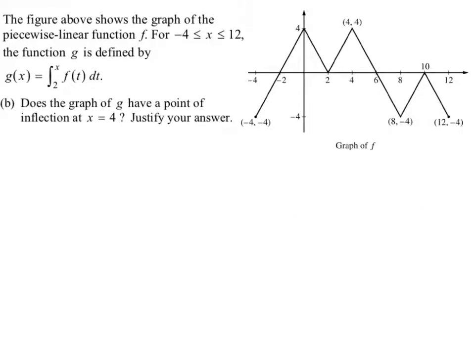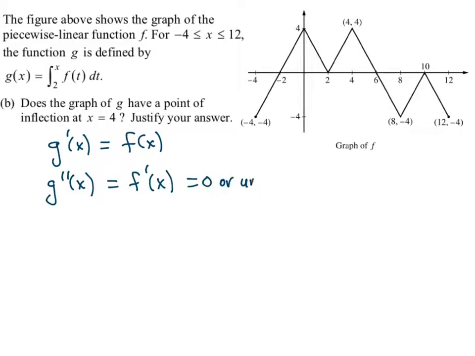And for part B, they ask if the graph of G has a point of inflection at x equals 4. So point of inflection, that'd be where the second derivative equals 0 or maybe undefined. And so I'm going to use what I used from part A, that G prime of x equals f of x. And then, of course, the derivative of that would be G double prime would equal f prime. So we can just differentiate both sides there, essentially. So I'm looking for where the slope on f equals 0 or is undefined. That would be a potential inflection point. Now, for it to actually be an inflection point, of course, the sign has to change on that.